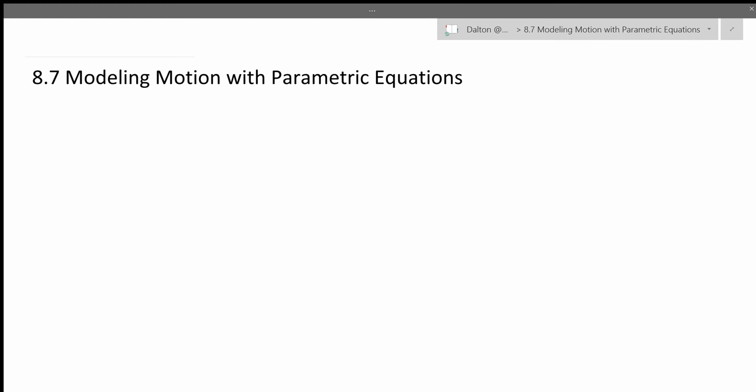Hello folks, we have reached the end of chapter 8 with our last section about modeling motion with parametric equations. So the purpose of parametric equations is to get to the point where we can use the vertical and horizontal components of a projectile to find parametric equations that represent the path of that projectile.